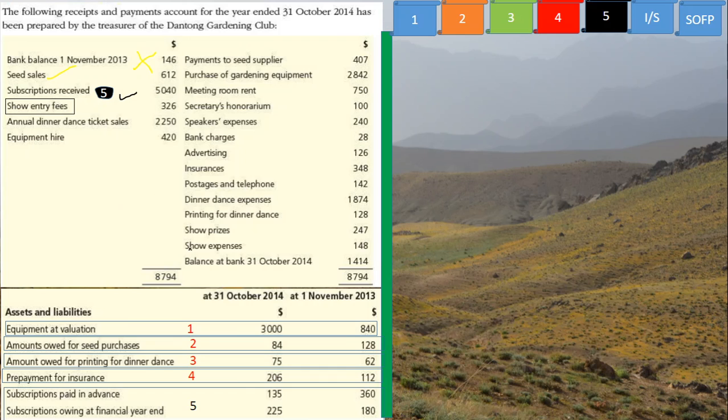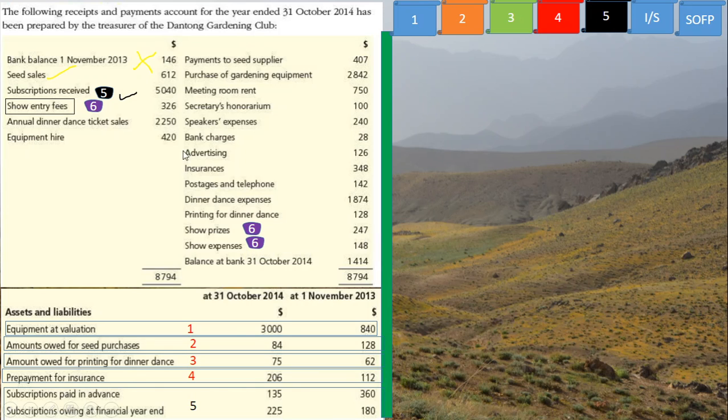Now show entry fees. When you have any information, make sure you see that event. This is an event, whether the event has other expenses related to it. So if you look this side, you might come across one. Here this is show entry fees. These are relevant data. There's a show price, show expenses. So show entry fees means we have collected 326 from show, and then we have spent 247 for show price, and show expenses is 148.